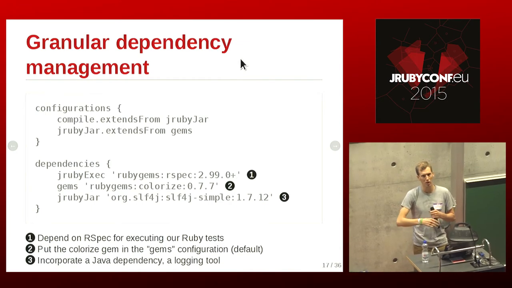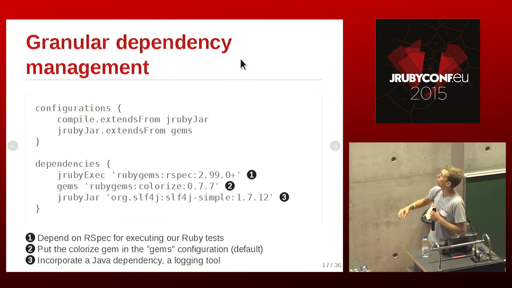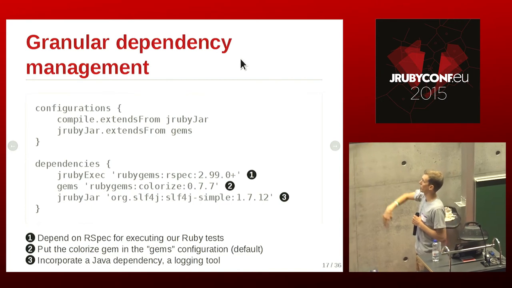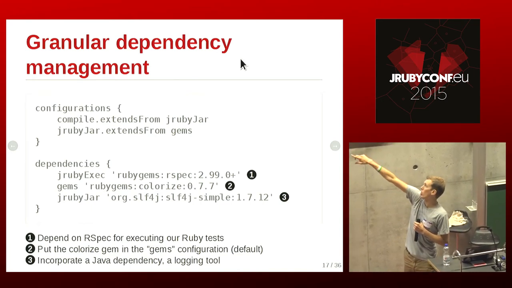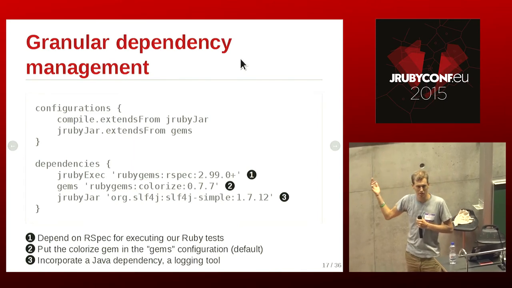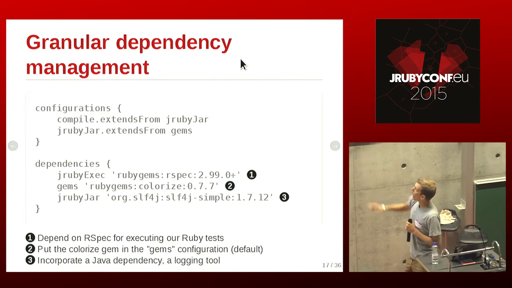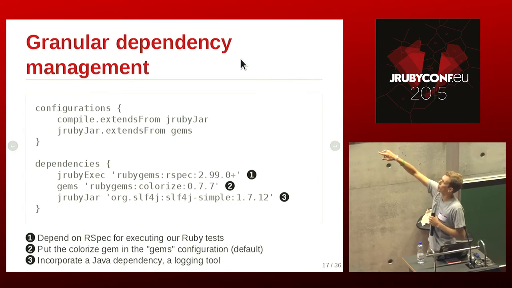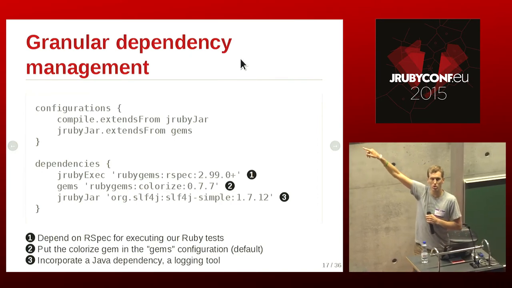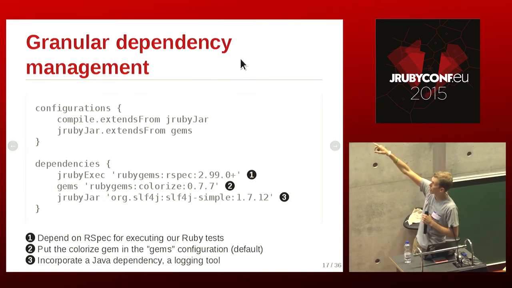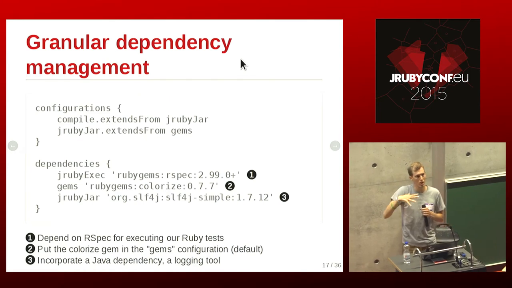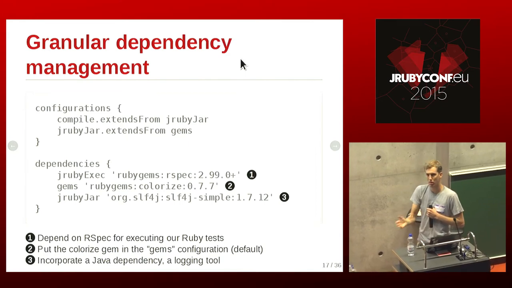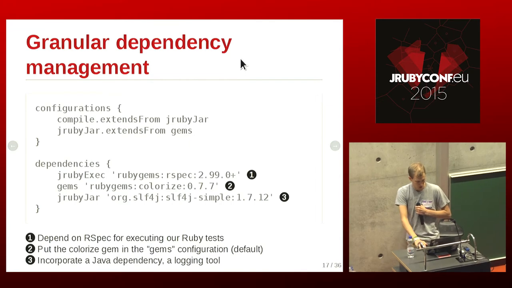A configuration is just a bucket of dependencies and configuration. So for my JRuby exec configuration, because I just want to run some RSpec, I need to make sure that I've got RSpec actually pulled down. Inside of my jar, I want SLF4j, because that's the simplest thing I could think of in terms of demonstrating calling out to Java code. And I want gems to include this colorized gem. And the reason that these are defined in these different configurations is because gems is going to be pulled into the JRuby exec and the JRuby jar configurations. So Gradle allows you to sort of build supersets of supersets of dependencies, which is very useful for sharing dependencies between different types of behavior in your builds.